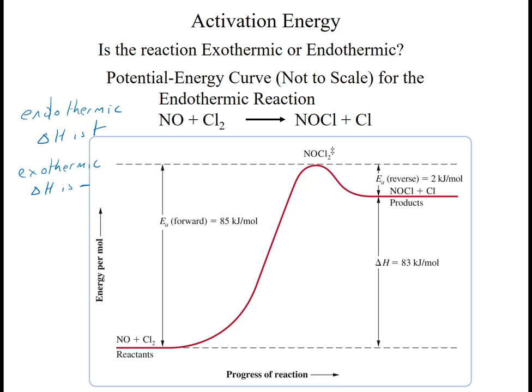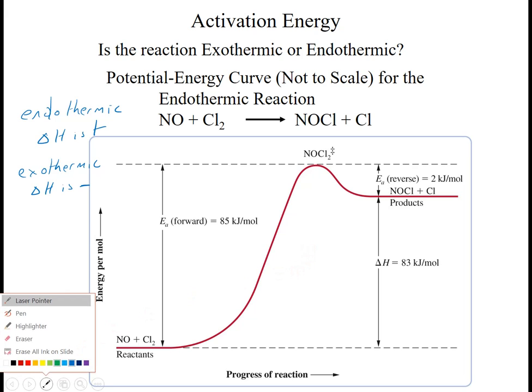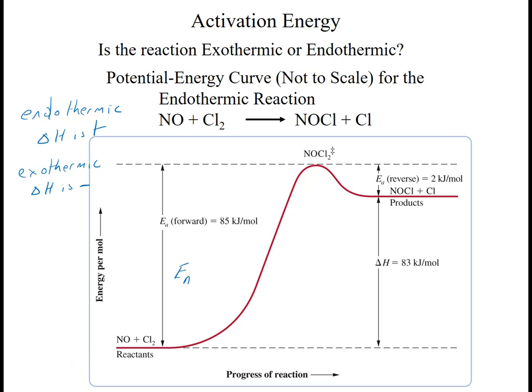And so basically what I want you to see from this graph is that the difference in this line here, the activation energy forward, would be the sum of the activation energy in reverse plus delta H. So for an endothermic reaction, that's always going to hold true. I'm going to write across this line, EA forward is equal to the amounts of EA of the reverse plus delta H. Okay?